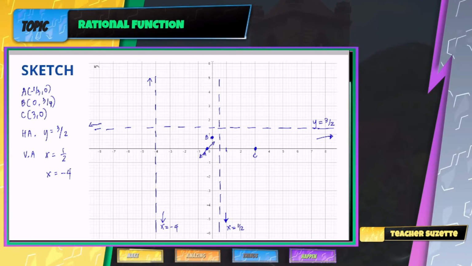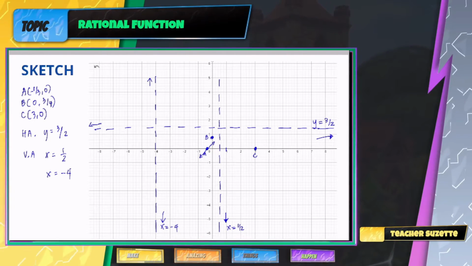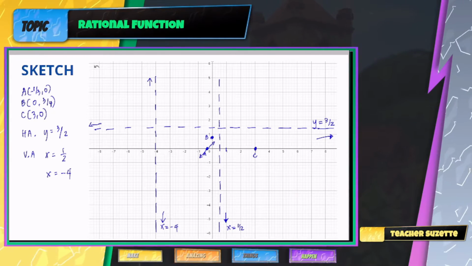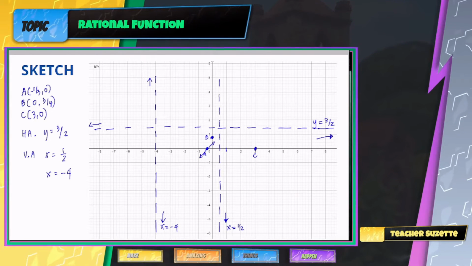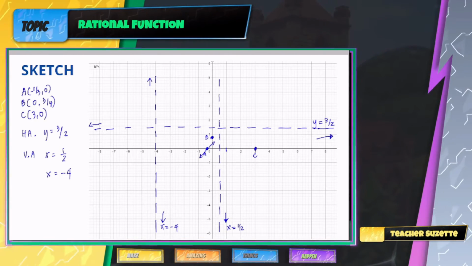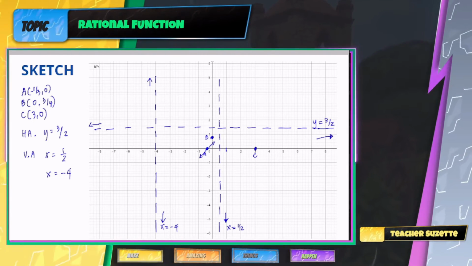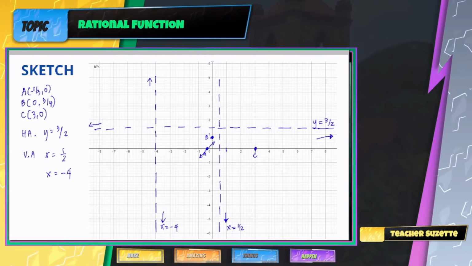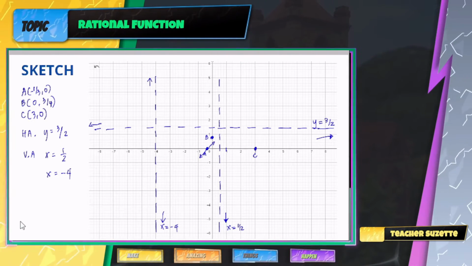So, to complete the sketch of our rational function, we are going to complete it by connecting the arrowheads, making sure that the sketch passes through the y-intercept as well. The sketch should follow the horizontal asymptote as the x values go to the extreme left and right of the Cartesian plane. So, how do we do that?